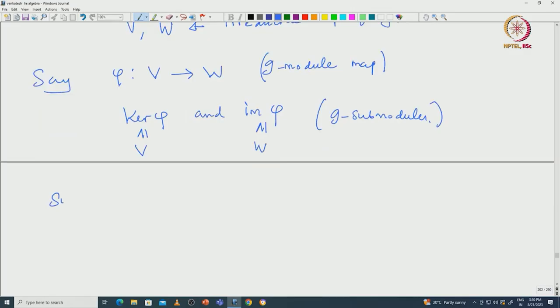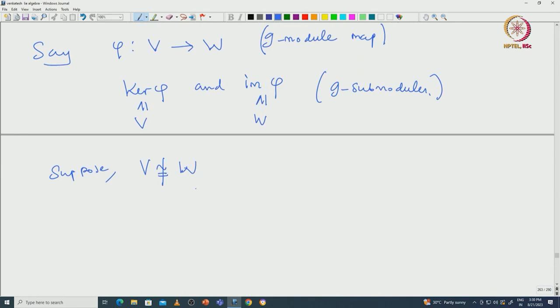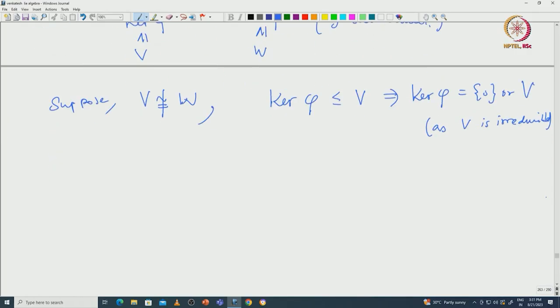Suppose we know that V is not isomorphic to W. Then what will happen? Let's see, kernel phi being a submodule of V, what are all the options for kernel phi? The kernel phi either has to be 0 or full, as V is irreducible. Now if you take the image phi, which is a module inside W, that implies the image phi is either 0 or full, again as W is irreducible.